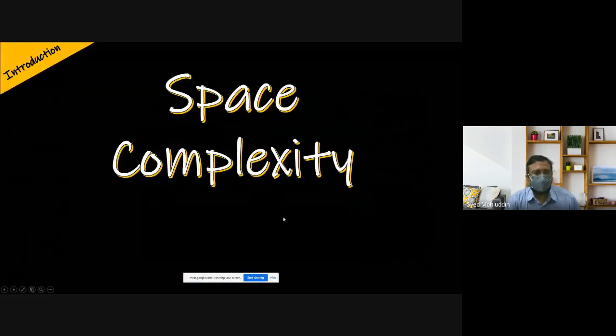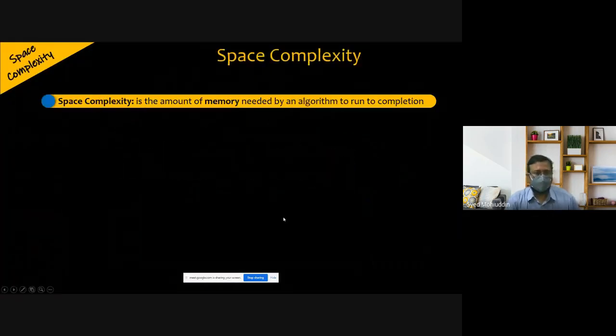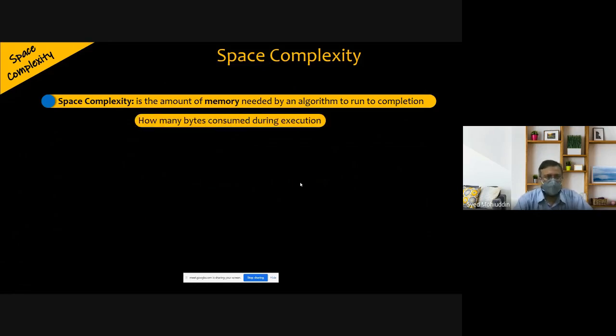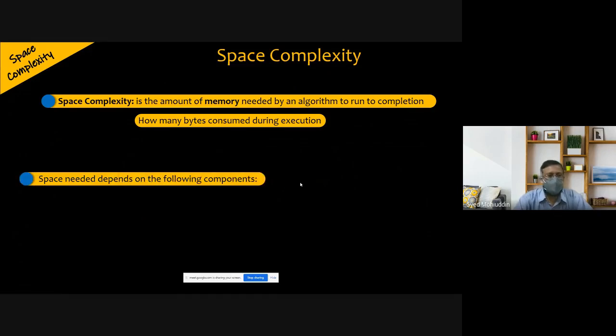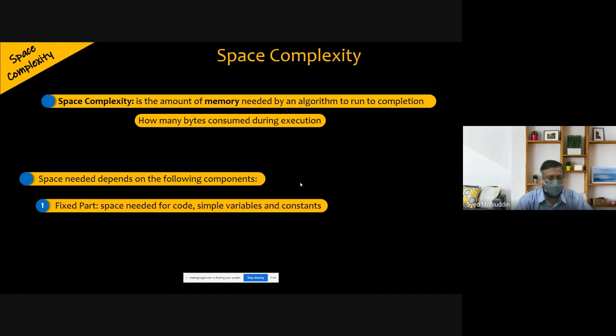So let's look at the space complexity. As we all know the definition, it is the amount of memory needed by an algorithm to run to completion or to complete its execution. This is nothing but actually how many bytes are consumed during the execution of the entire algorithm. Now, space complexity, or how much memory is needed, depends on the following two components.